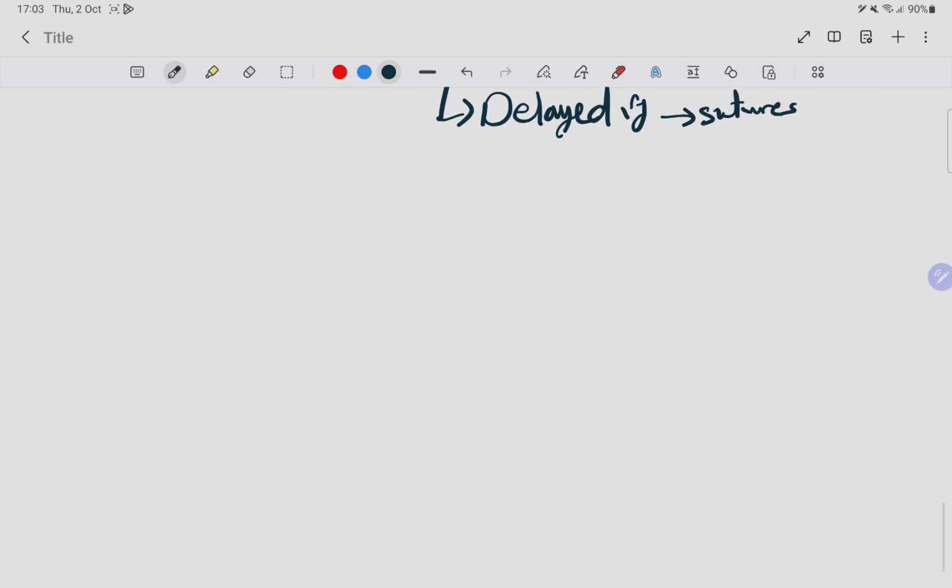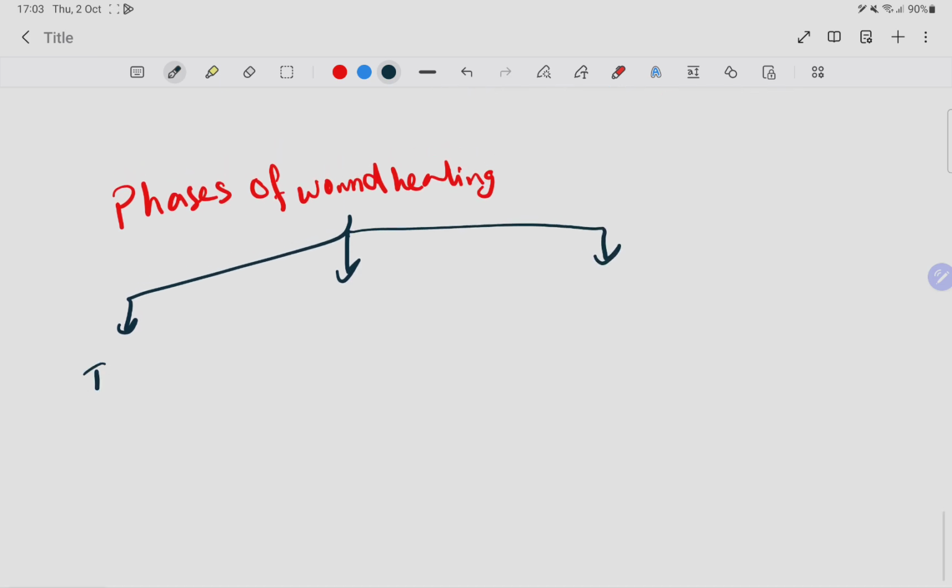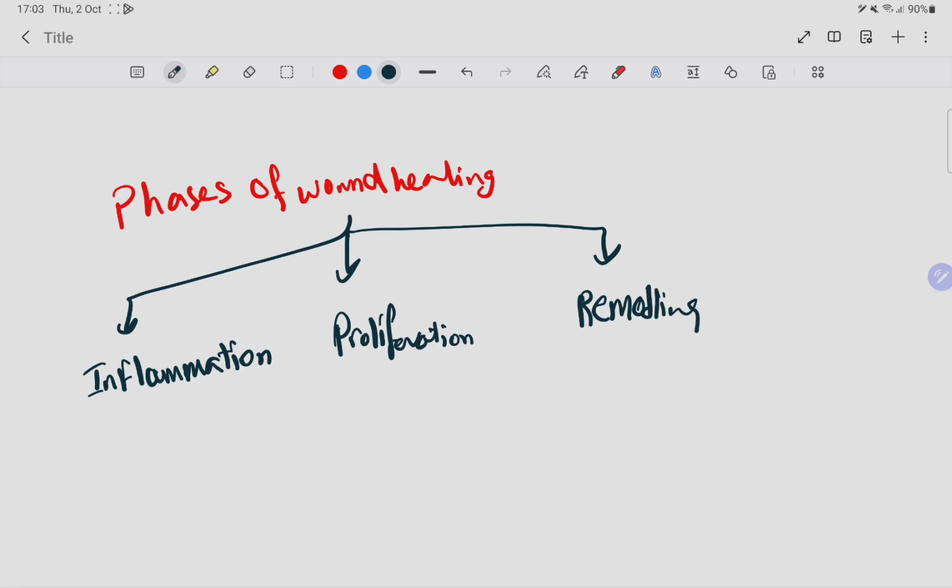What are the phases of wound healing? Phases of wound healing, it is also three words. The first word is inflammation. The second is proliferation. And the third is remodeling.